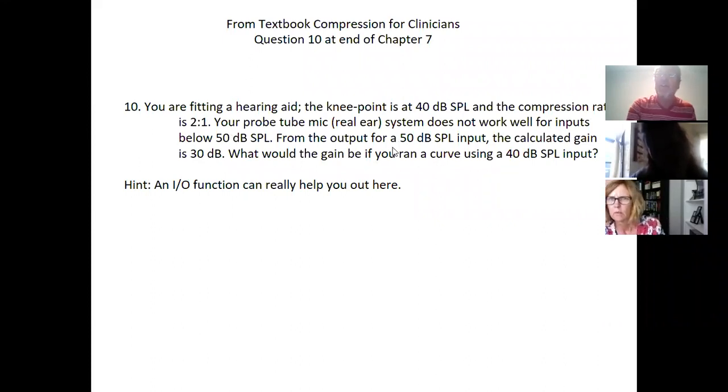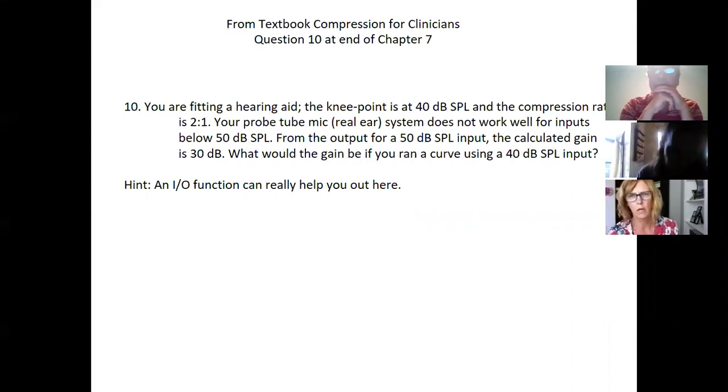From the output for a 50 dB SPL input, the calculated gain is 30 dB. Now, what would be the output for a 50 dB input? If the gain is 30, what's the output? Oh, but the knee point was 40. No, just answer this particular sentence: from the output for a 50 dB SPL input, the calculated gain is 30. So what is the output? Approximately 80. Yeah, I would say 80.